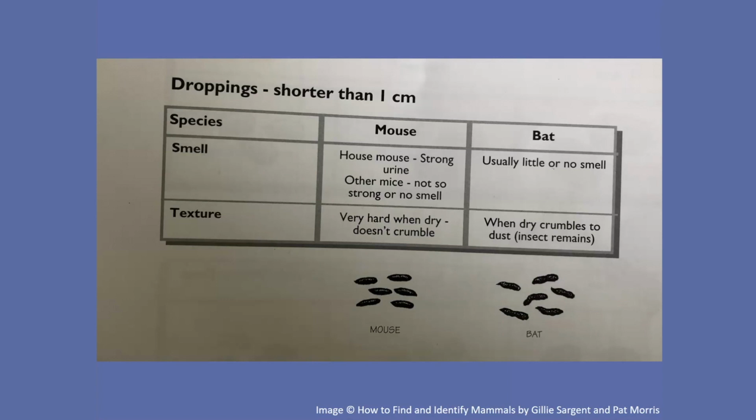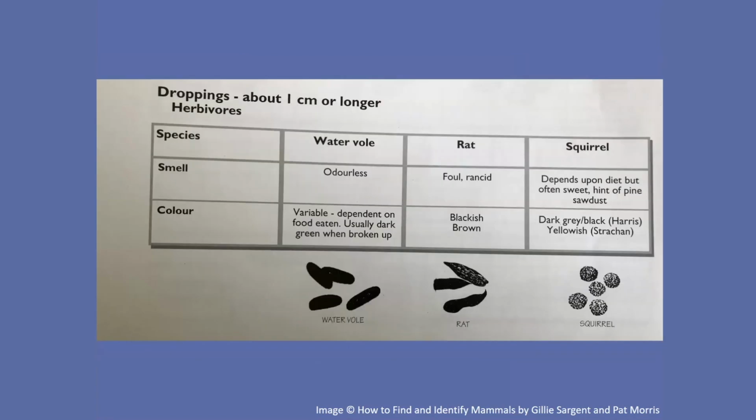So a very simple indication, if you find droppings, of whether you've got a mouse or a bat, is that despite the appearance being very similar, bat poo is very, very dry. So if you rub it between your thumb and forefinger, it will just turn into dust, whereas mouse poo won't do that.